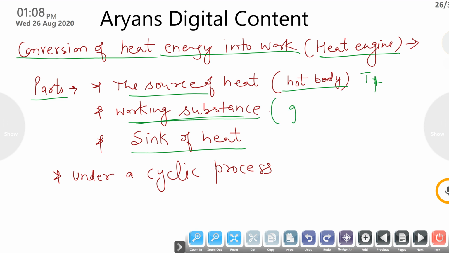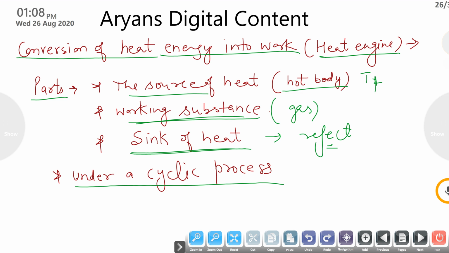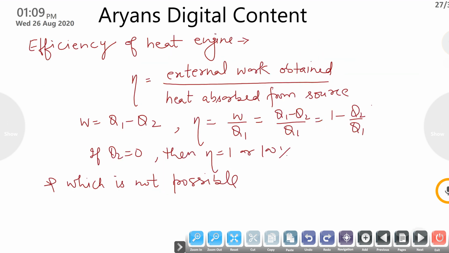Working substance is nothing but a mixture of gases. It has many gases which will expand or compress during the process. Now, sink of heat. There is a sink where we will reject our unused heat after the work done. All these processes are cyclic processes. Cyclic process means you start from a point and after many steps you come to the same initial position. So here in the heat engine you will have a cyclic process.